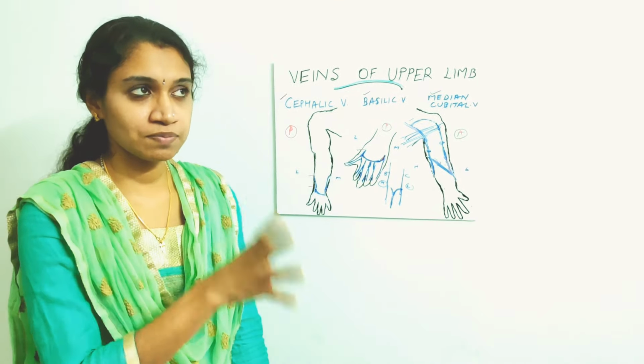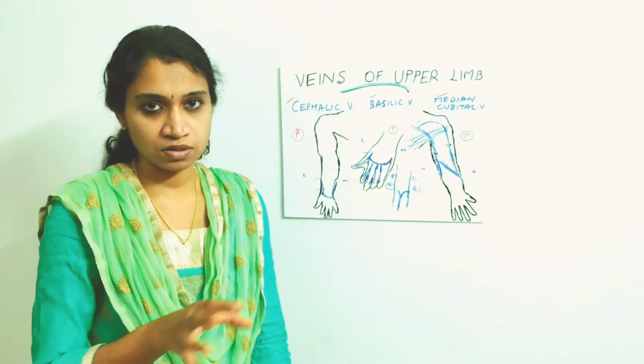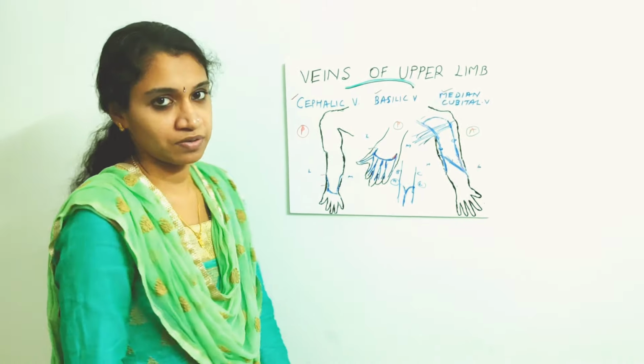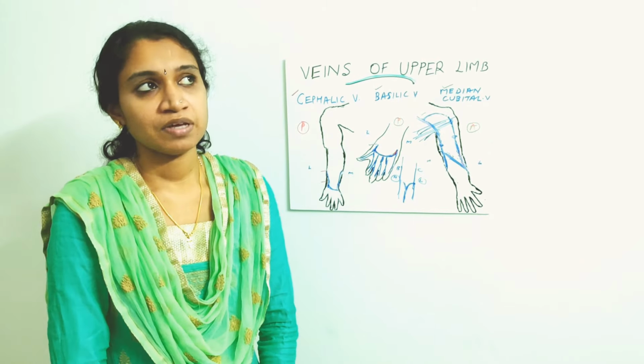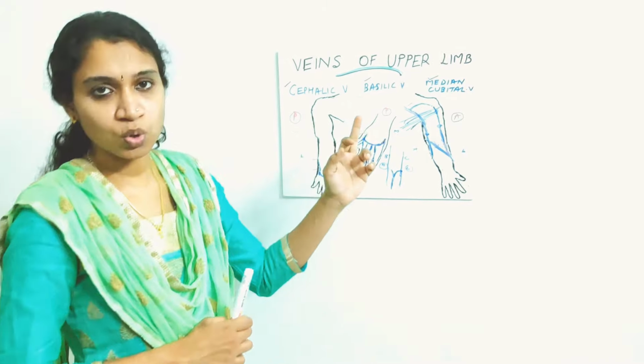So for that AV fistula, cephalic vein and radial artery, the most preferred vein is usually the cephalic vein. Then another applied aspect related to that. So we discussed about the course.